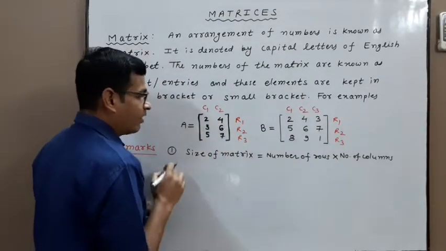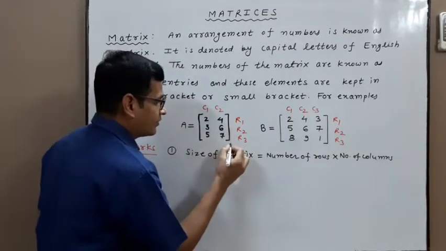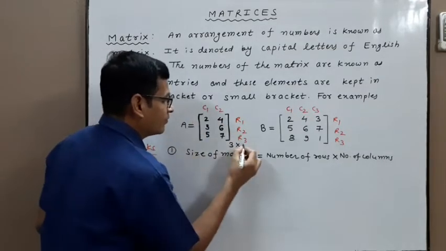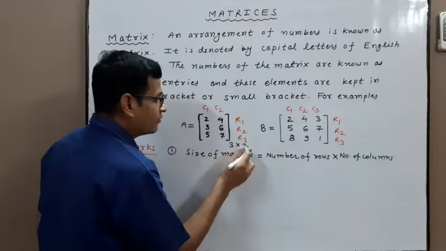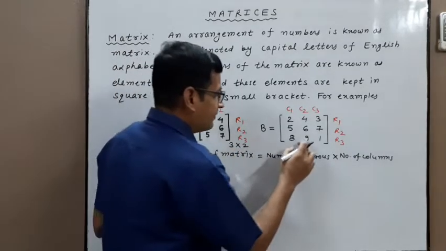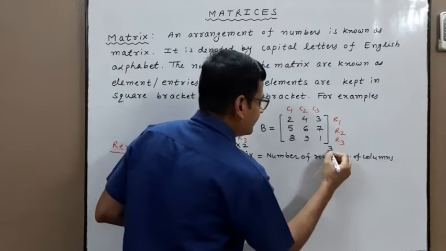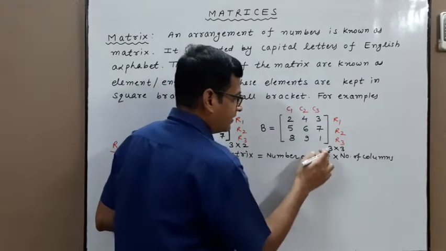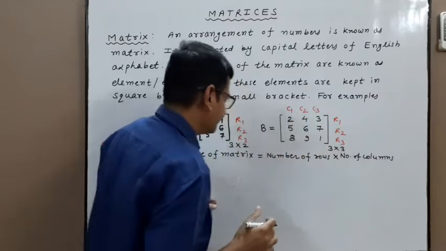In this matrix, how many rows are there? There are 3 rows. And how many columns are there? 2. So don't skip: 3 into 2, 3 by 2. Similarly, the size of that matrix is 3 by 3 because the number of rows is 3 and the number of columns is 3.